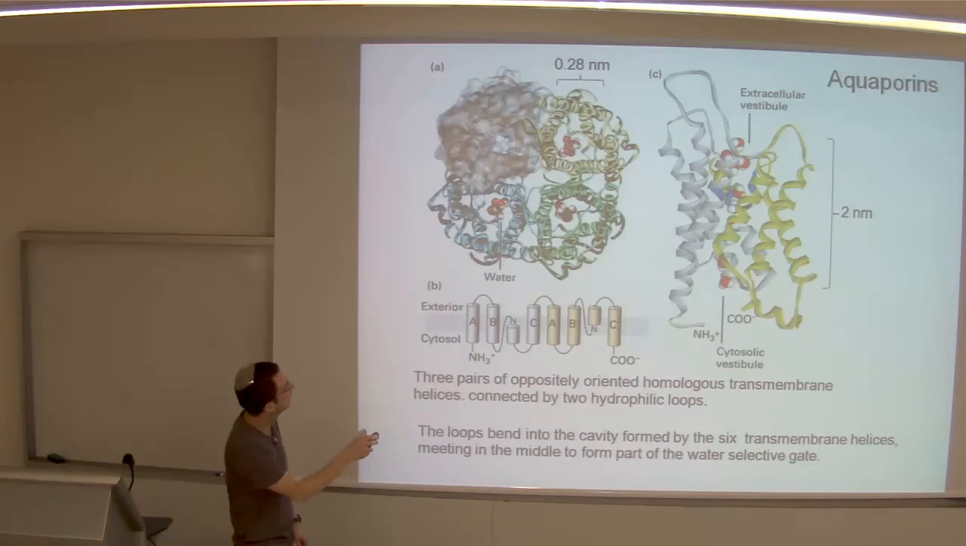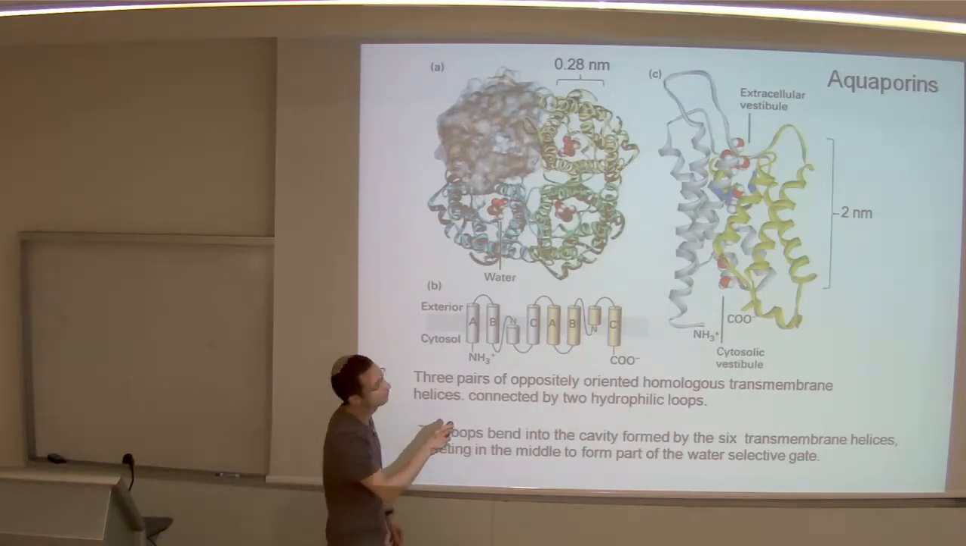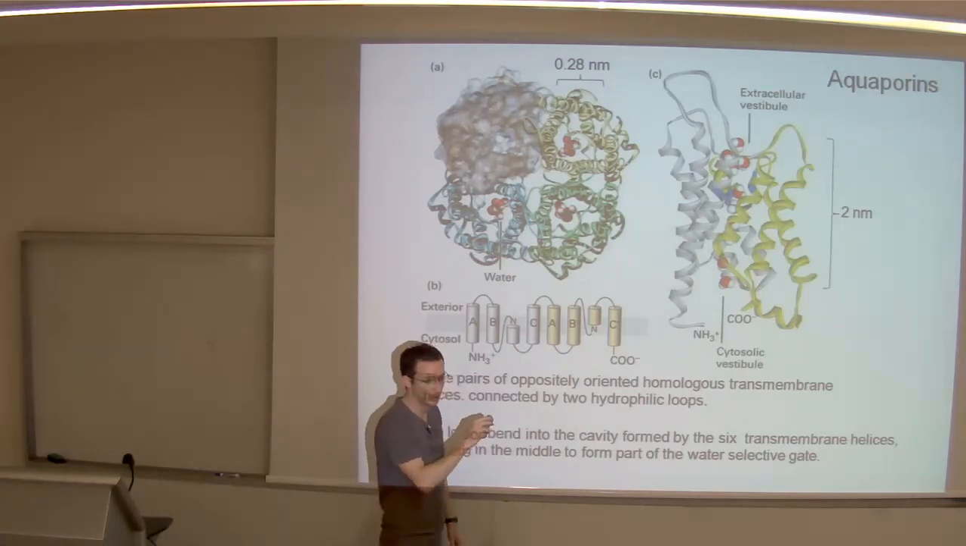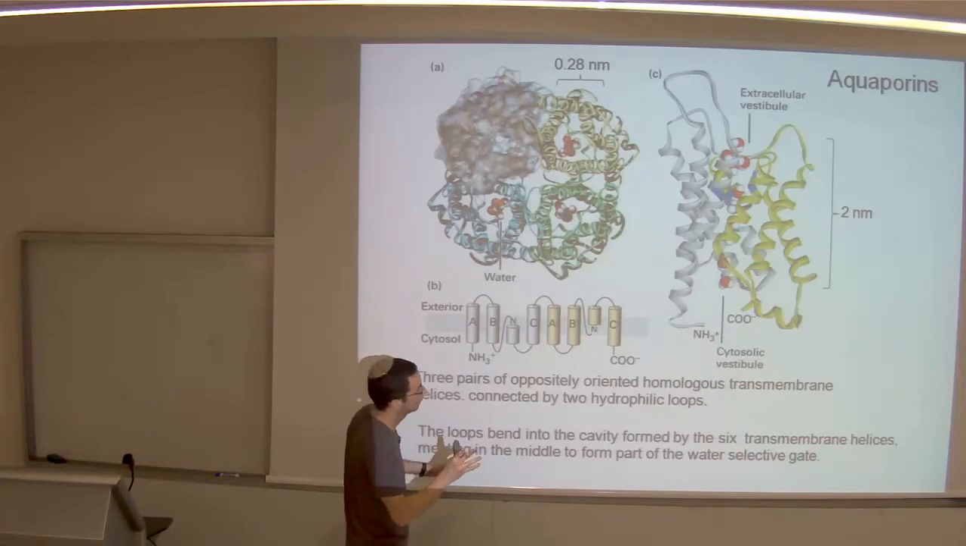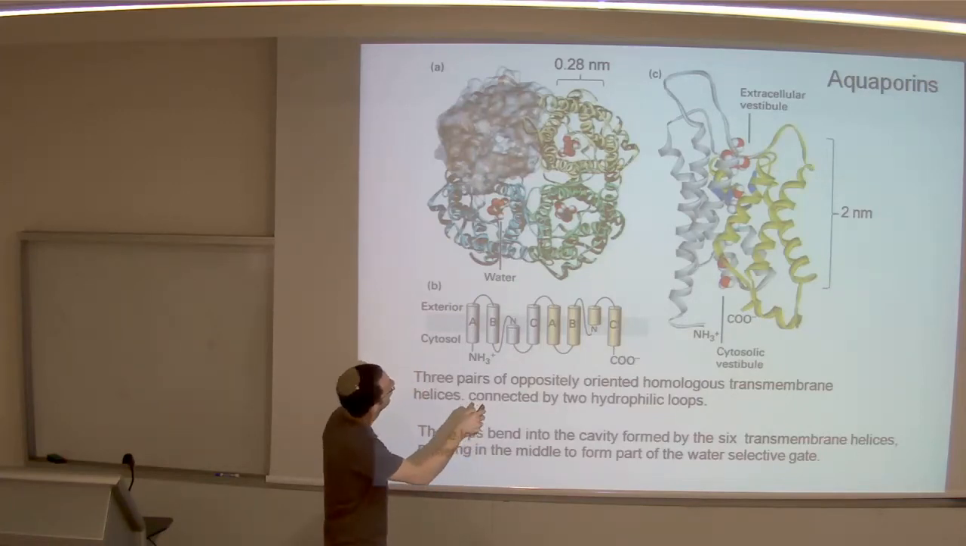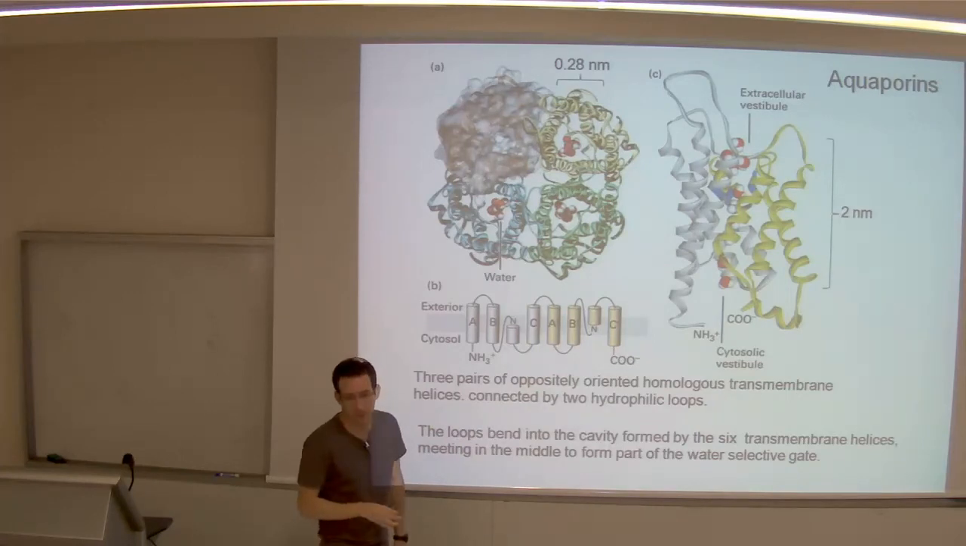Do you see it? Now, each unit is not functional on its own in the cellular membrane. They have to be linked together, but when they are linked and the tetramer is fully built, then each unit serves as a channel through which water molecules can pass.